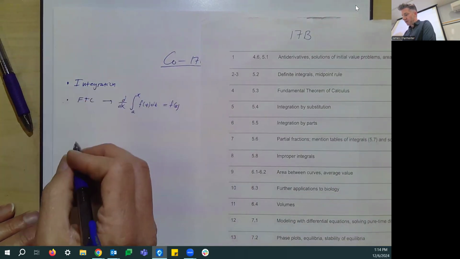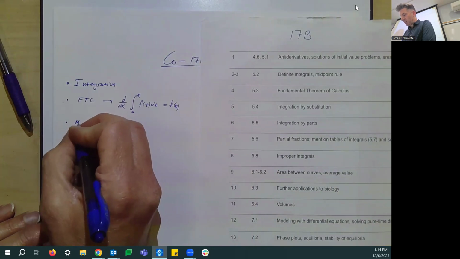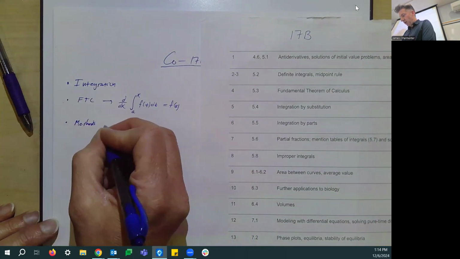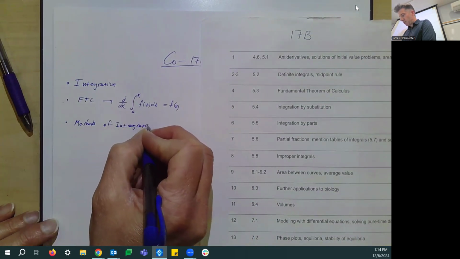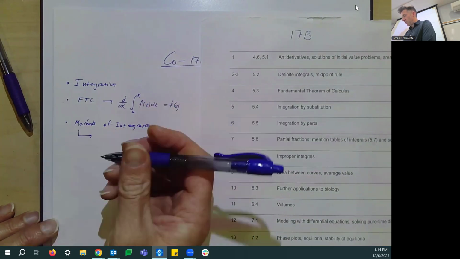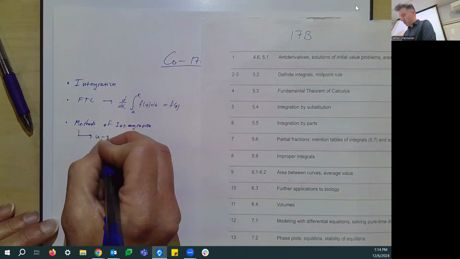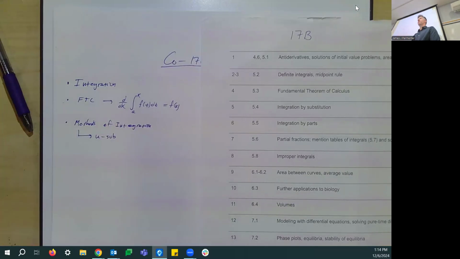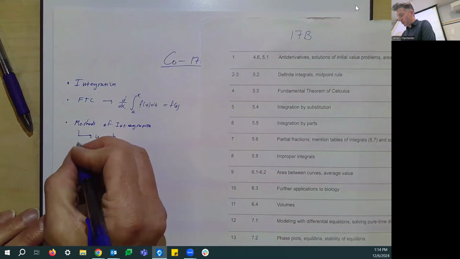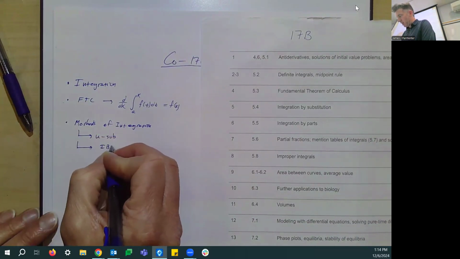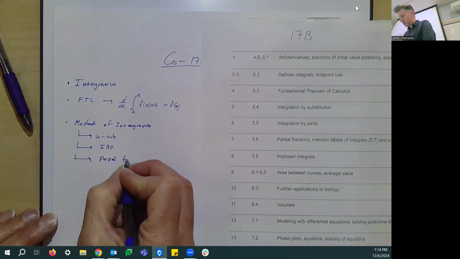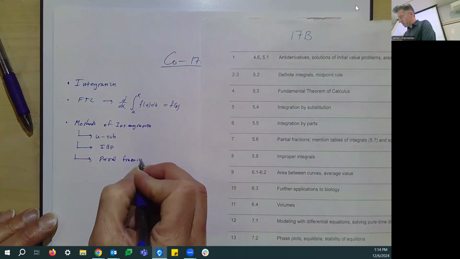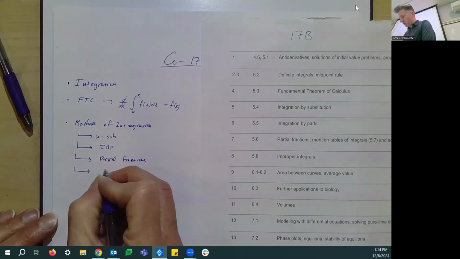Then we have all the methods of integration, of which there are a lot. First and foremost, u-substitution. If you're integrating something and it's not straightforward, that should always be the first thing you try: is there a good u-sub I can do? After that, integration by parts. And then we have all the other things: partial fractions, and improper integrals as well.